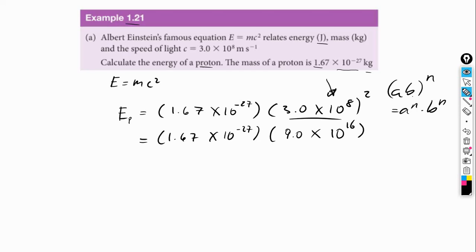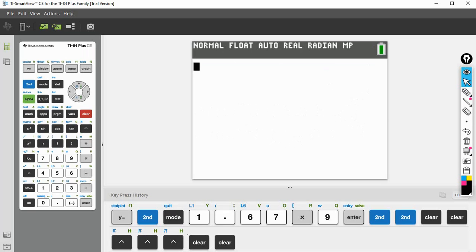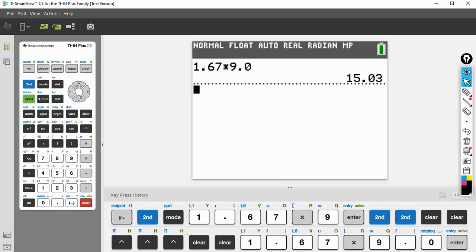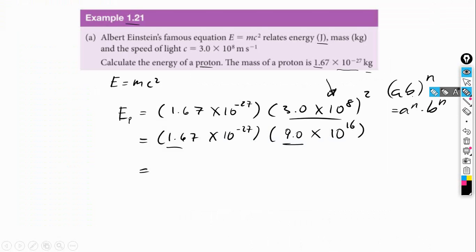So here we have the multiplication of these two numbers in standard or scientific notation. We can treat this just like we would treat powers. We can multiply the 9 times the 1.67. So we're going to do that using the calculator. So now we're going to multiply 1.67 times 9.0. And that gives us 15.03.